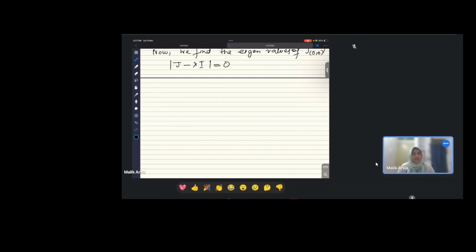Did you calculate? Yes. Lambda square minus 2 lambda plus 4 equal to 0. It will be (2 minus lambda)(minus lambda) plus 4 equal to 0, that is minus 2 lambda plus lambda square plus 4 equal to 0. So what are you getting?